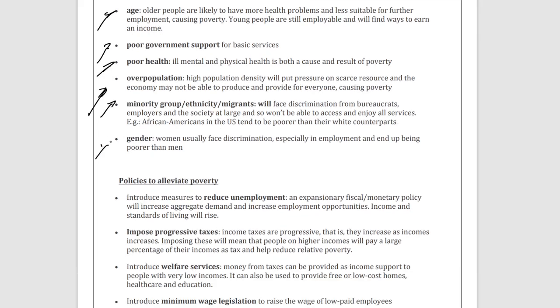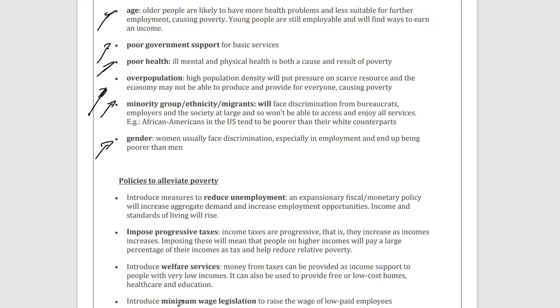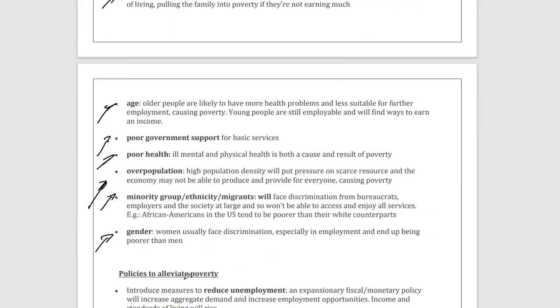And then we have gender, because women face discrimination. We've talked about this when talking about the determinants of labor. I think this is related to the determinants of labor, if I think about it a bit. Yeah. That being said, that is all the causes of poverty.